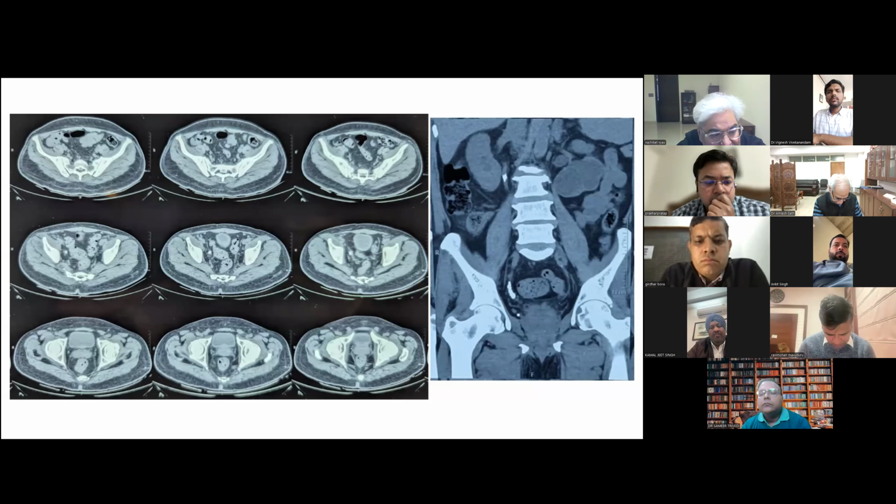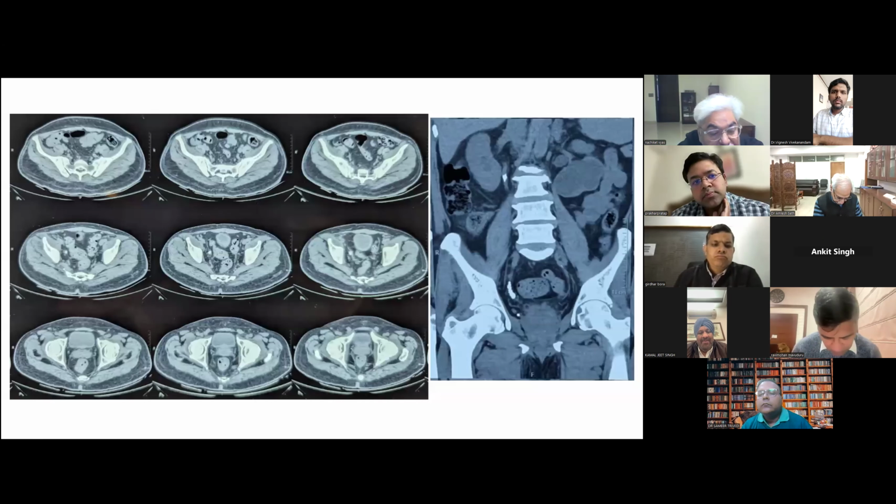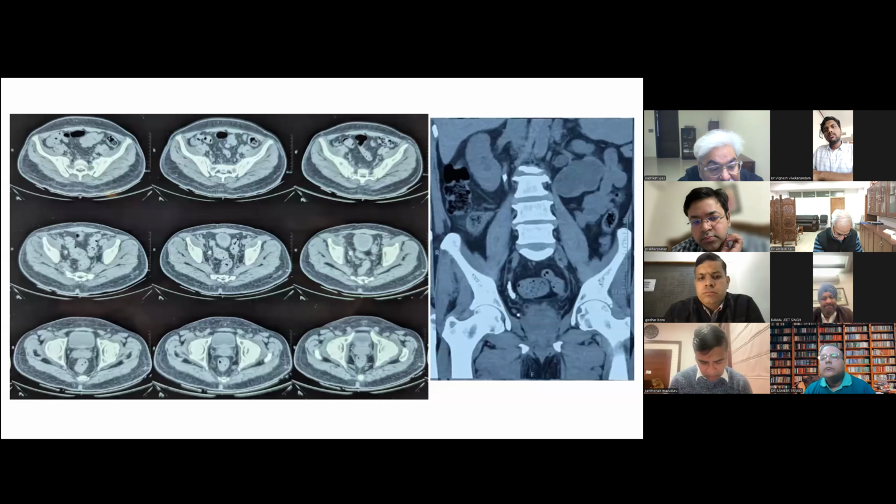And the more you do ultrasound for PCNL, the more you start understanding the calyceal anatomy. So you should do it, everyone. Yeah. Devesh?